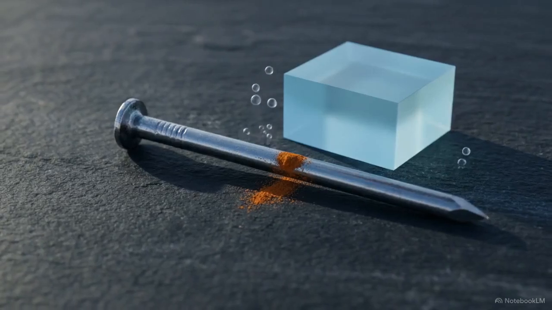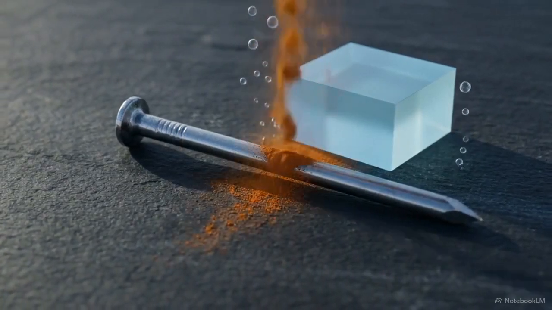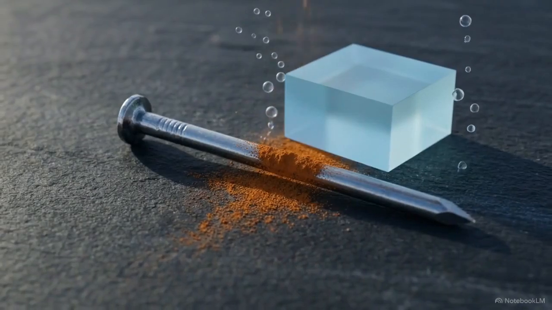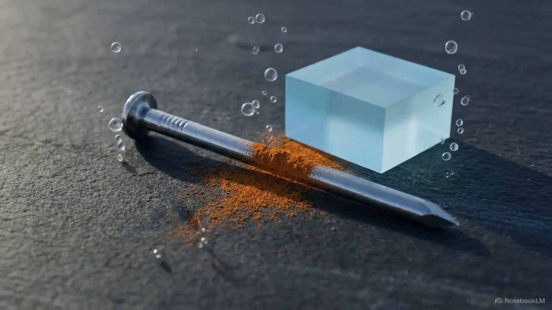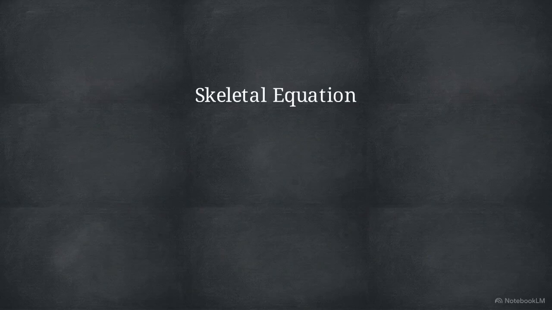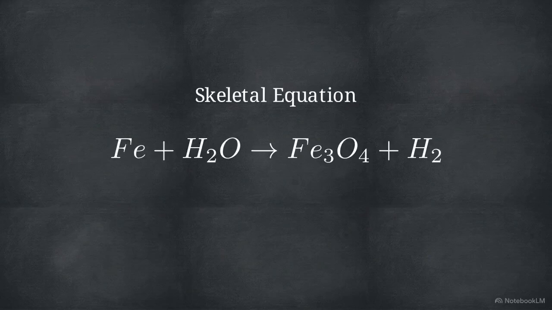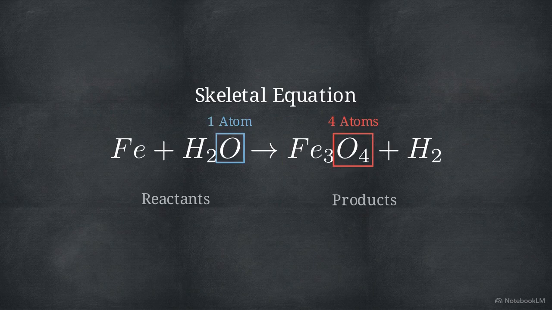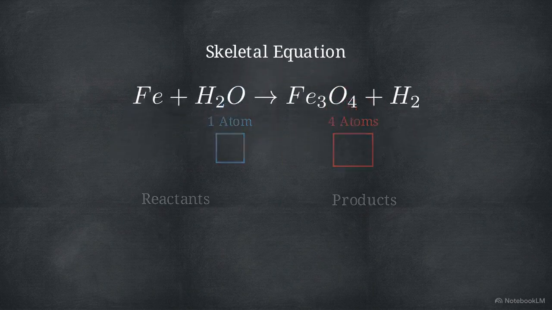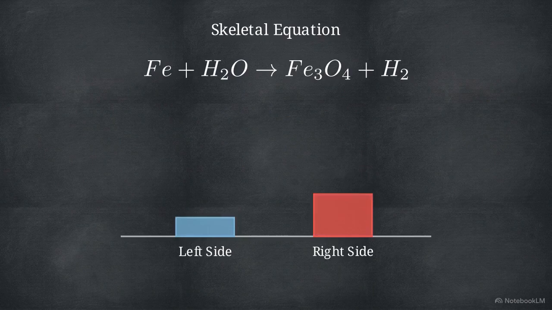When iron is exposed to water and oxygen, it undergoes a chemical change, resulting in the formation of iron oxide, rust, and hydrogen gas. Here is the skeletal equation: Fe + H2O yields Fe3O4 + H2. But there's a problem. We have one iron atom on the left, but 3 on the right, and one oxygen atom on the left compared to 4 on the right.